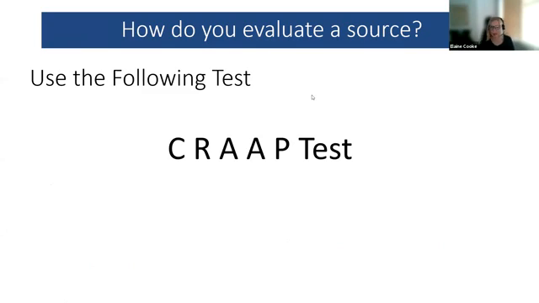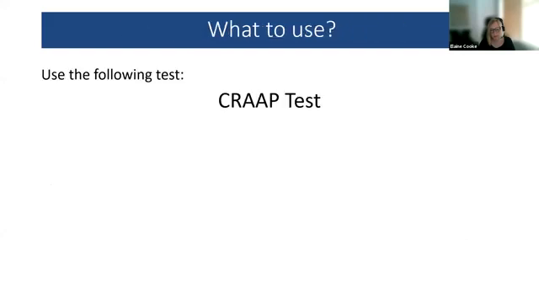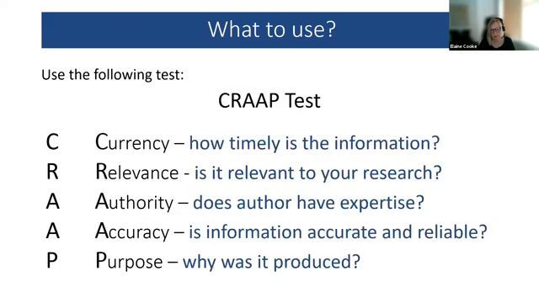Okay, so basically I'm going to just tell you about the methodology for evaluating a source. So I don't know if you've heard about the CRAP test, which is a way that you can sort of structure your thinking about evaluating a source. So what might those letters stand for? So, yeah, C for currency.